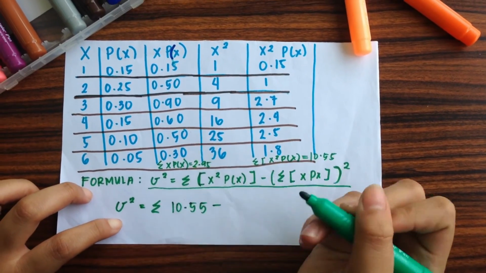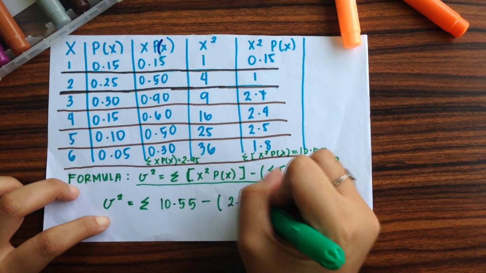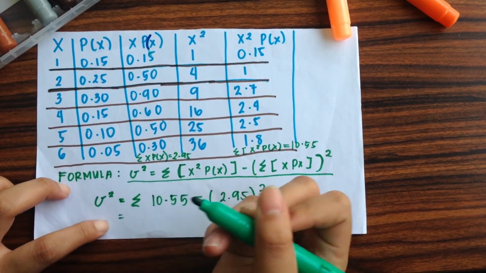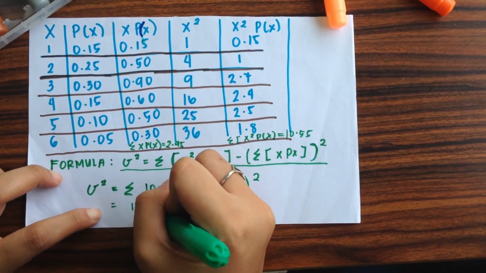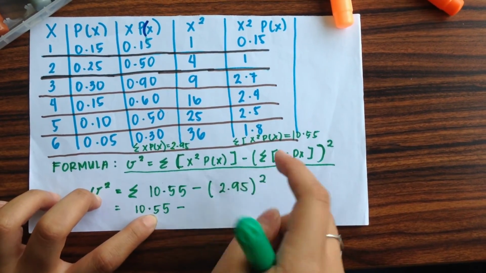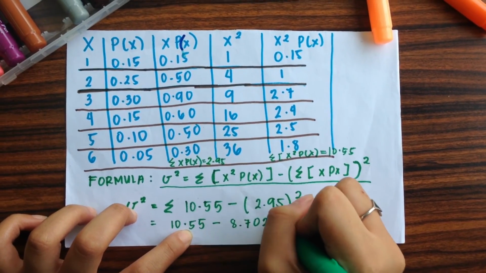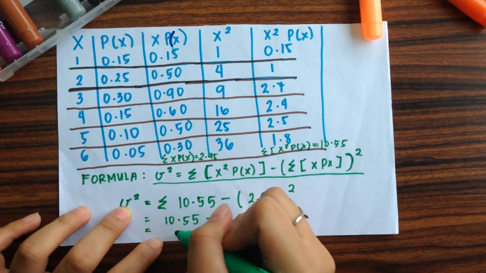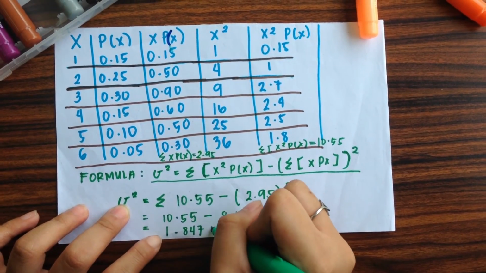First, ilagay natin ang summation of x squared times p of x o 10.55 at i-minus o i-subtract sa summation of x times p of x or 2.95 at i-squared. So, 10.55 minus 8.7025 is equal to 1.8475 or 1.85.